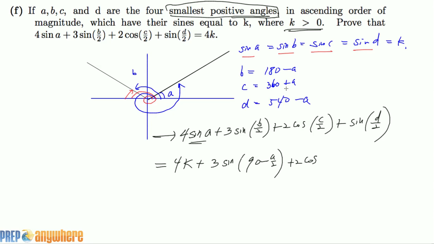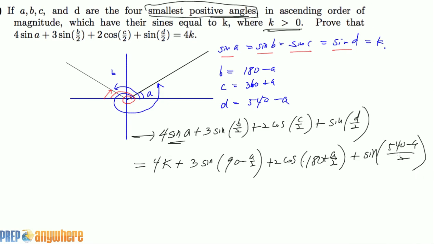So C I can also replace with 360 plus A, so 360 plus A over 2. Now that's going to turn into 180 plus A over 2. And then lastly, sine of D over 2, I can replace with 540 minus A over 2, which is going to be 270 minus A over 2.